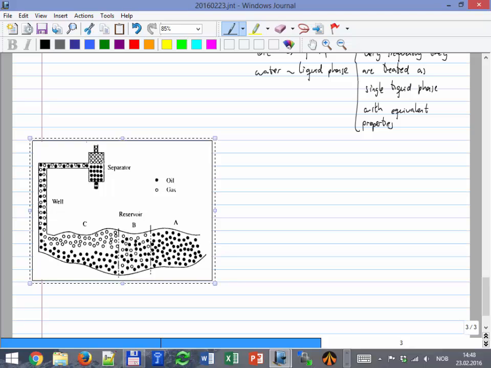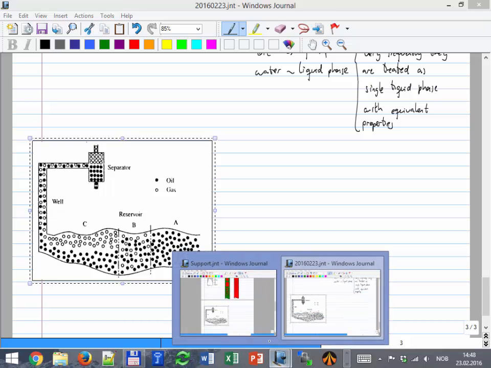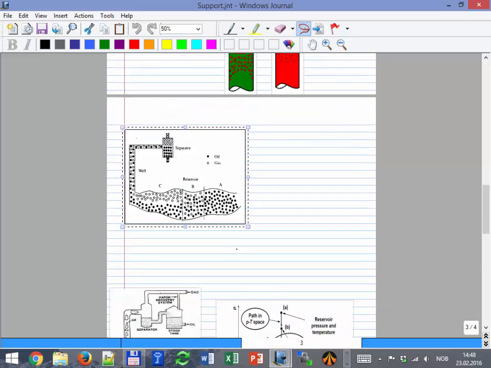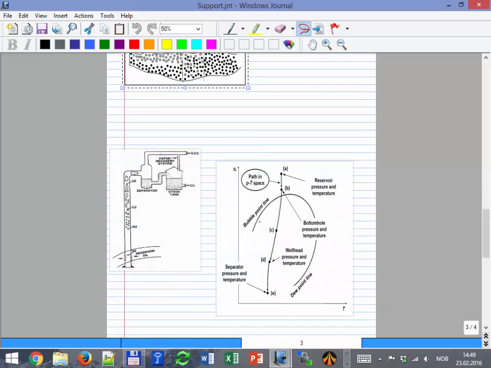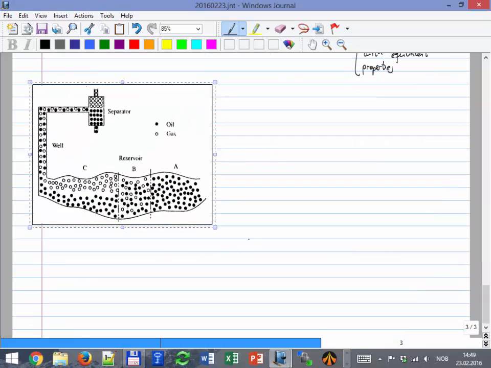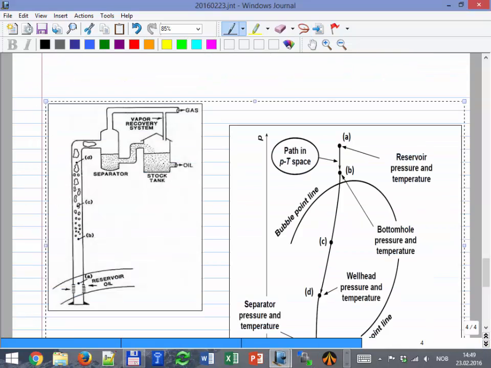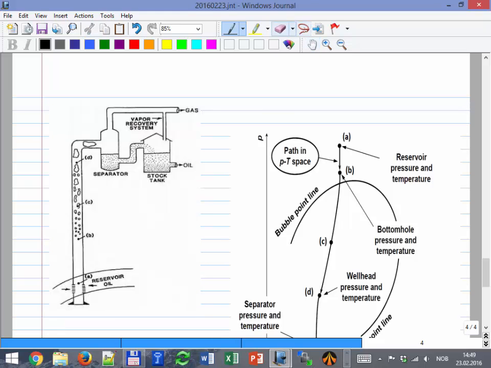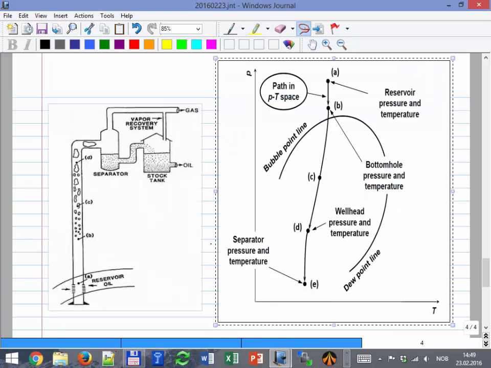Or it might happen also that we have an undersaturated fluid entering into the well, and then later in the well it begins with the pressure and temperature. Let me find the. Okay, we can take this drawing. Okay. So you have the fluid entering, in that case it's undersaturated oil entering the well.